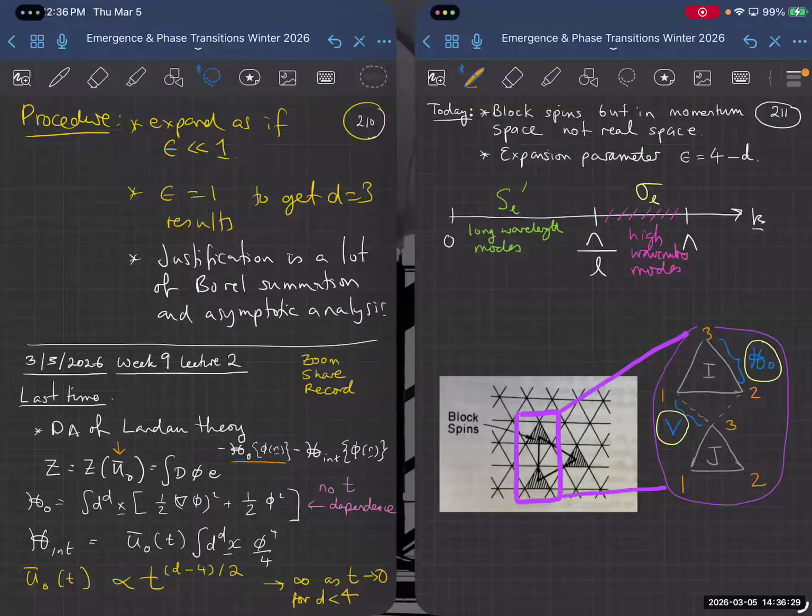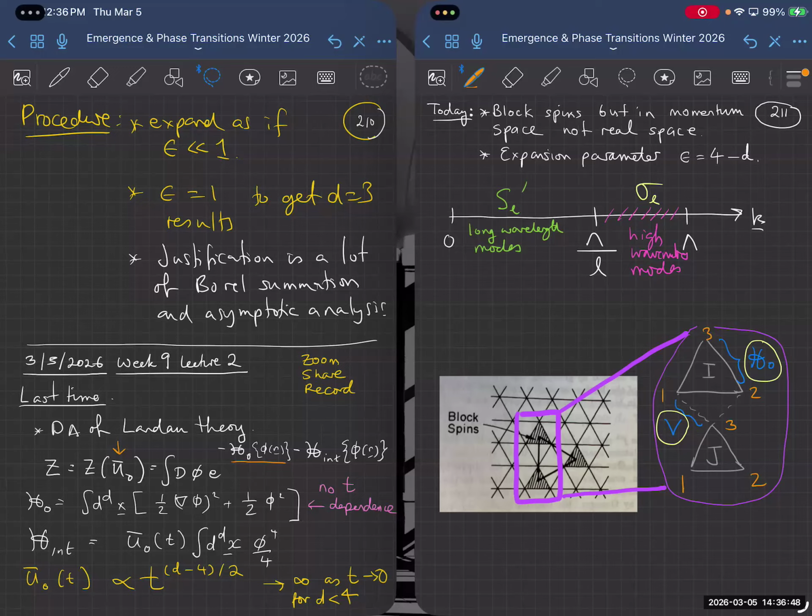So we divided the system up into these block spins, and then we had degrees of freedom that were the short wavelength degrees of freedom within each block. And then what we did was we integrated those out and worked out what is the effect perturbatively of the interactions between blocks.